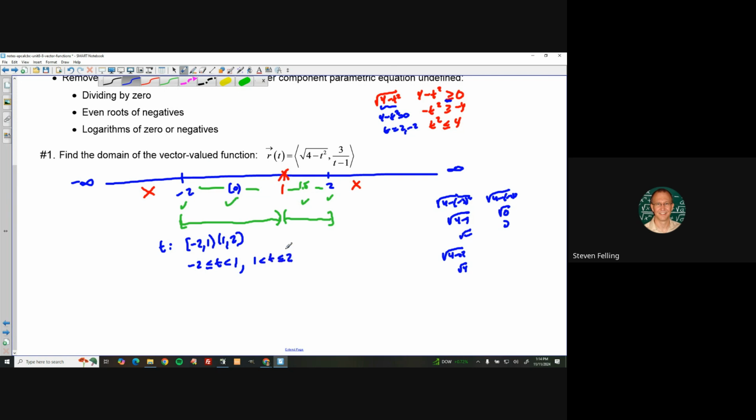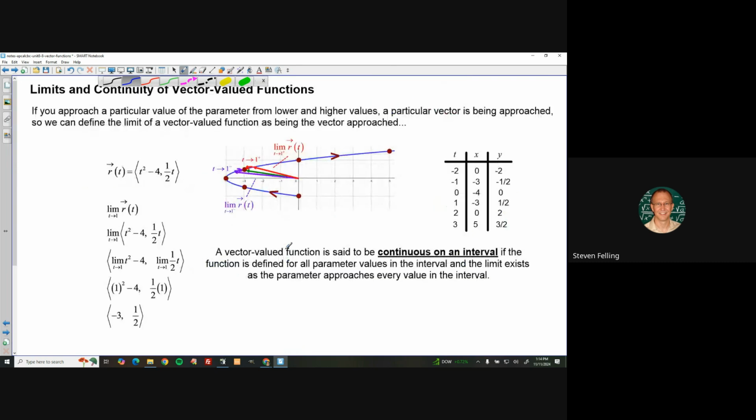Okay, so just like with other functions, you have to avoid certain things that cause things to be undefined with these vector valued functions. Okay, so what about limits and continuity? If you approach a particular value of the parameter in the domain from lower and higher values, a particular vector is being approached. So let's say that I've got some curve here defined by a position vector, which was built up from x and y parametric equations.